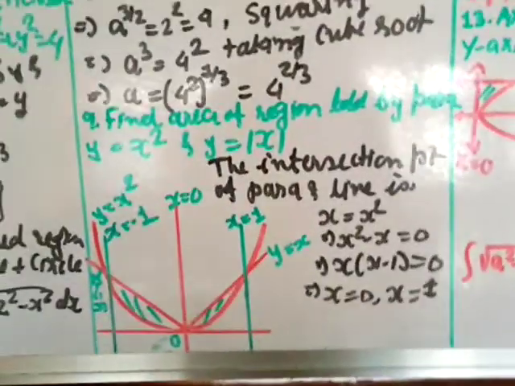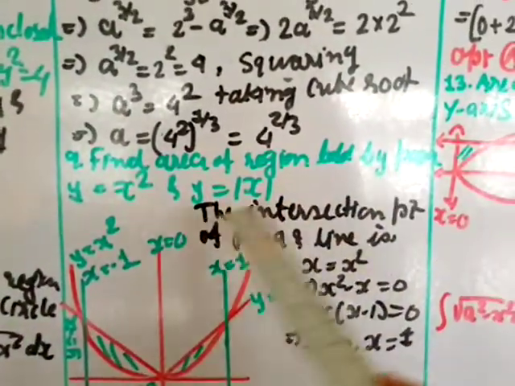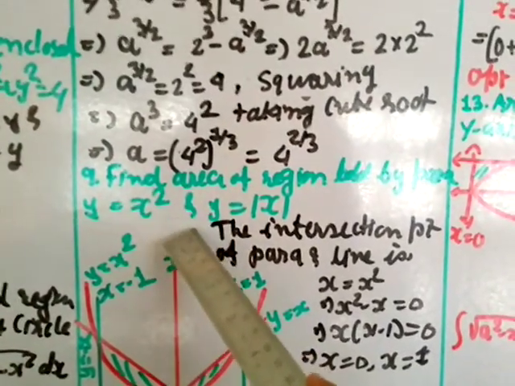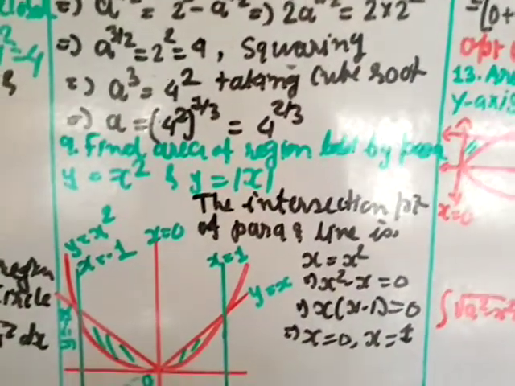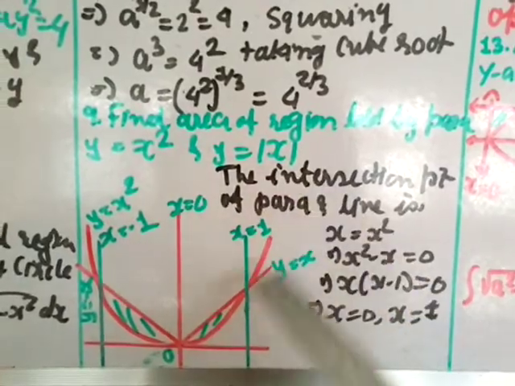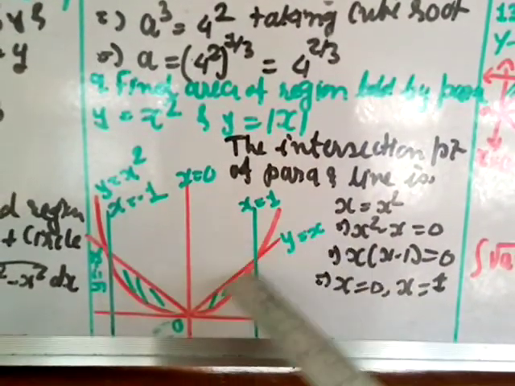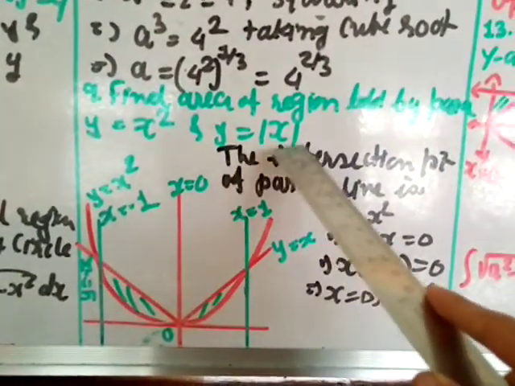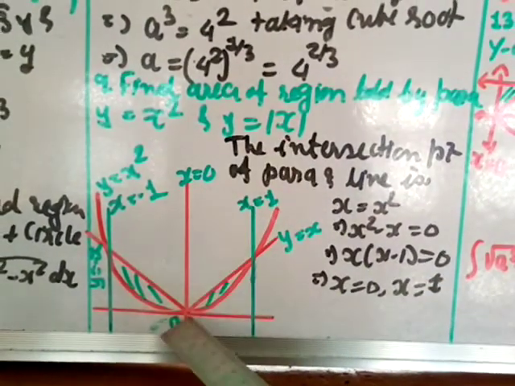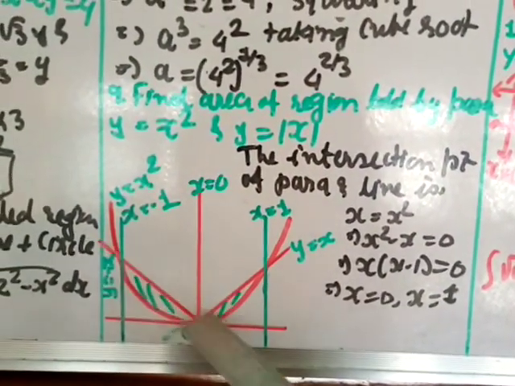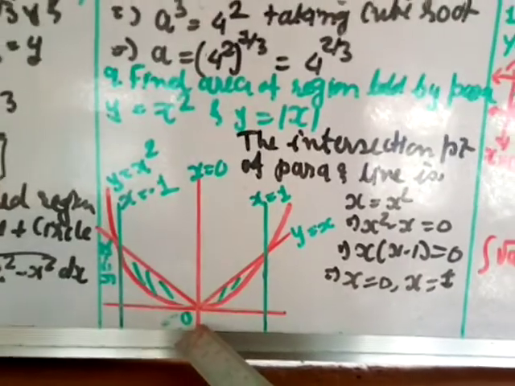Question number 9, find the area of the region bounded by the parabola y is equal to x square and y is equal to modulus of x. Okay, so this is a parabola symmetric to the y axis. And the line which is given to you, modulus of x: when you take x plus it will be this side, when you take x minus it is this side, passing through the origin. So that is the figure.